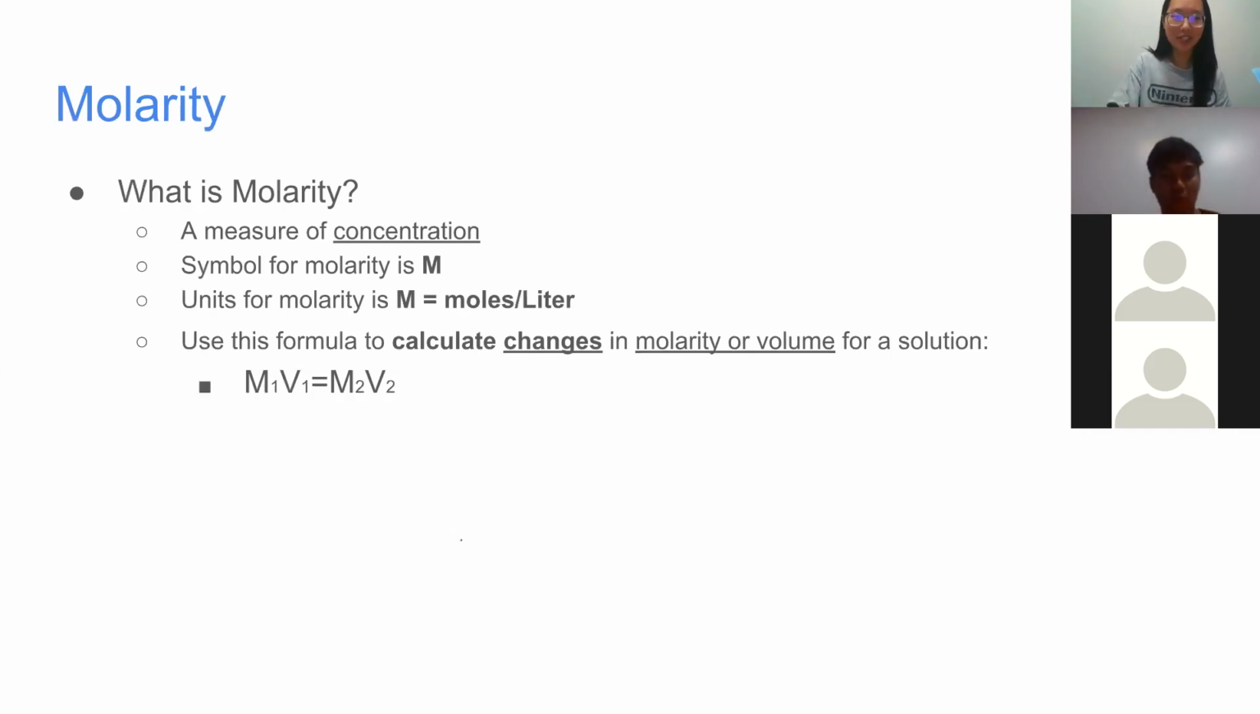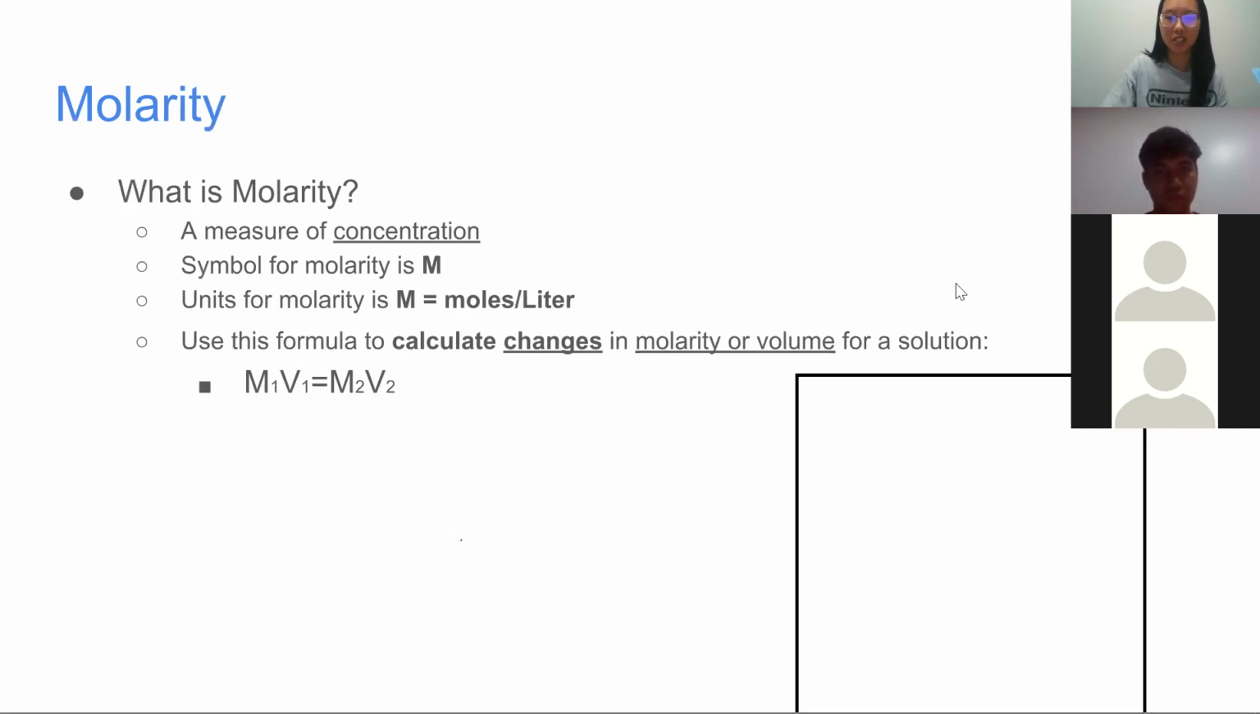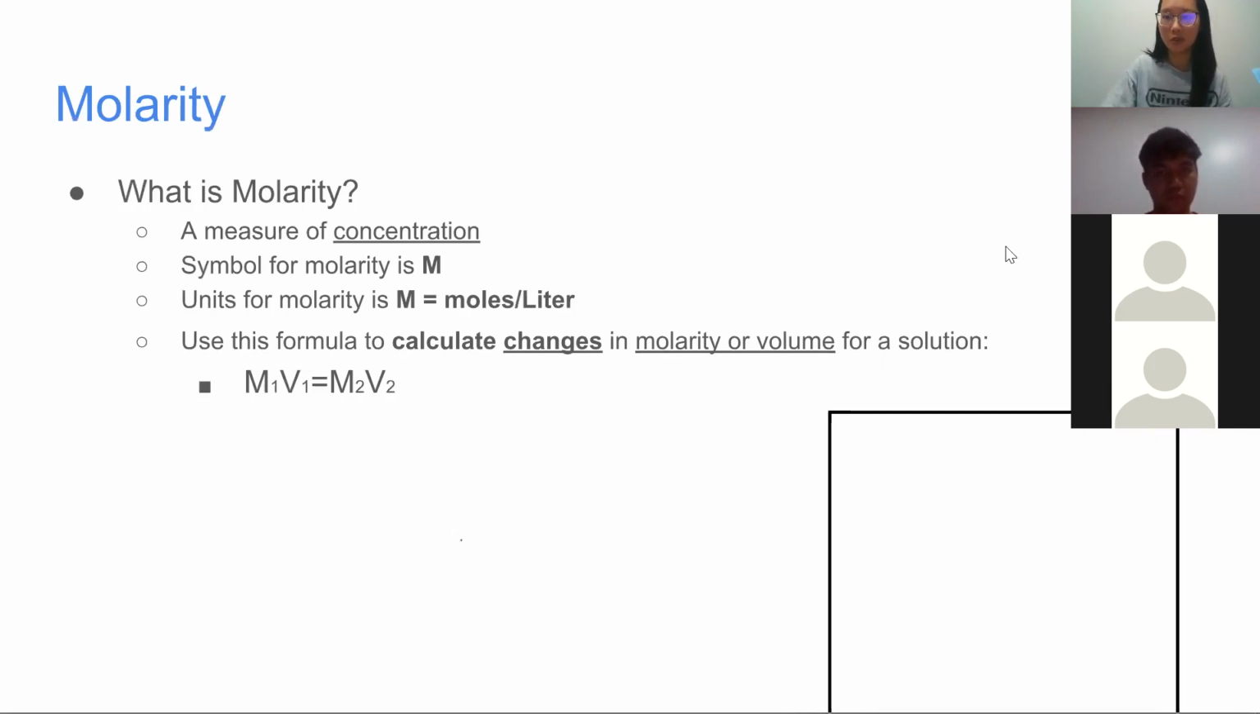Okay, so next we're going to talk about molarity. Basically, molarity is a measure of concentration. The symbol for molarity is M, and the units for molarity are moles per liter. We also learned another formula in class, which is the M1V1 equals M2V2 formula. This formula is used to calculate changes in molarity or volume for a solution.